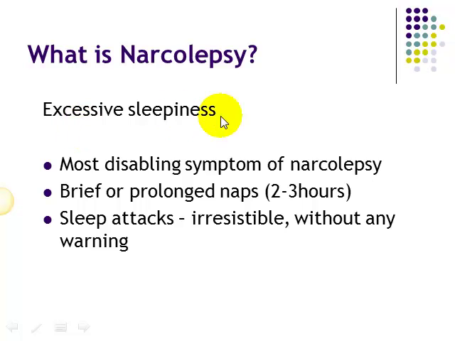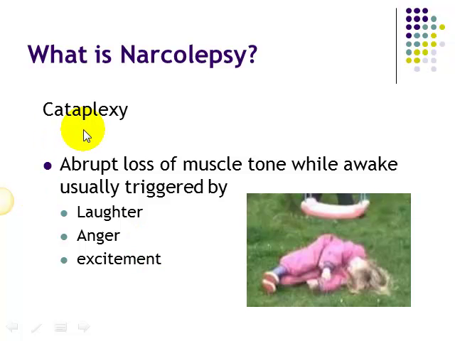So, excessive sleepiness is the most disabling symptom of narcolepsy, and it can be brief or it can be prolonged naps, like up to 2 to 3 hours. Sleep attacks occur so suddenly and they are irresistible without any warning. Cataplexy is abrupt loss of muscle tone while you are awake, and that can happen usually by emotional outbursts of laughter, anger, or excitement.